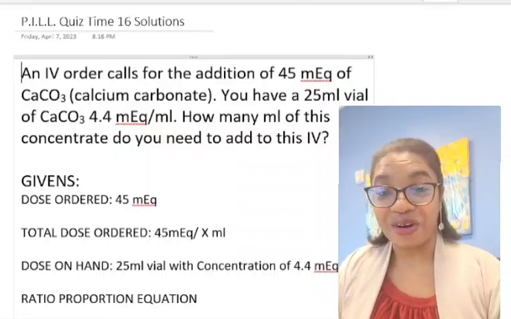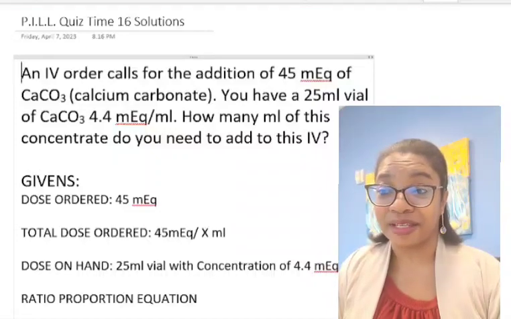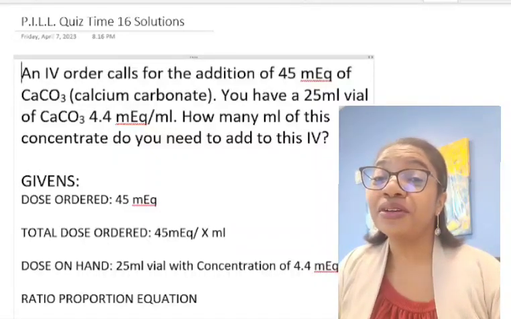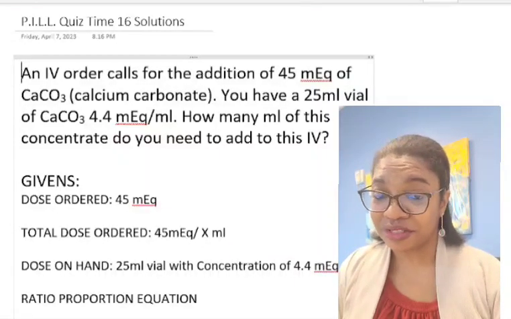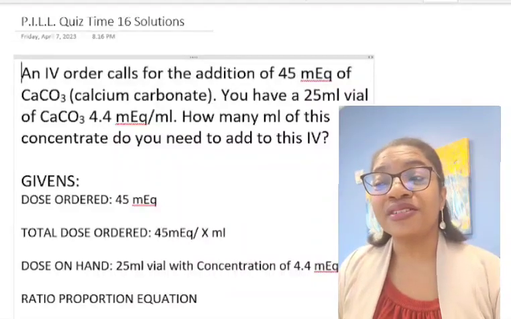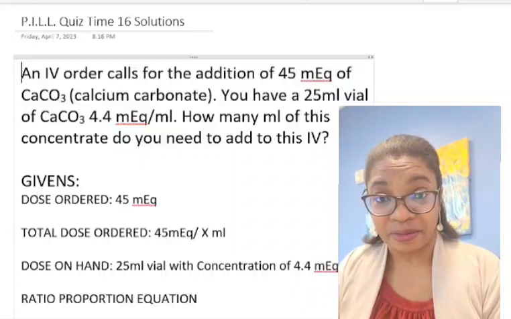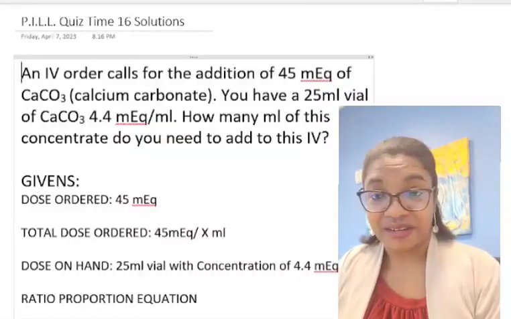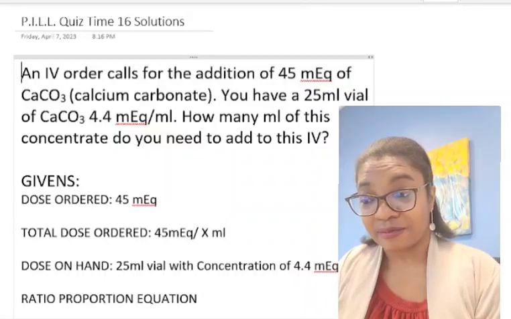An IV order calls for the addition of 45 milliequivalents of calcium carbonate. You have a 25 milliliter vial of calcium carbonate, 4.4 milliequivalent per mL. That is your concentration. How many milliliters of this concentrate do you need to add to this IV compounded sterile product? Starting with our given information, the dose ordered is 45 milliequivalents.